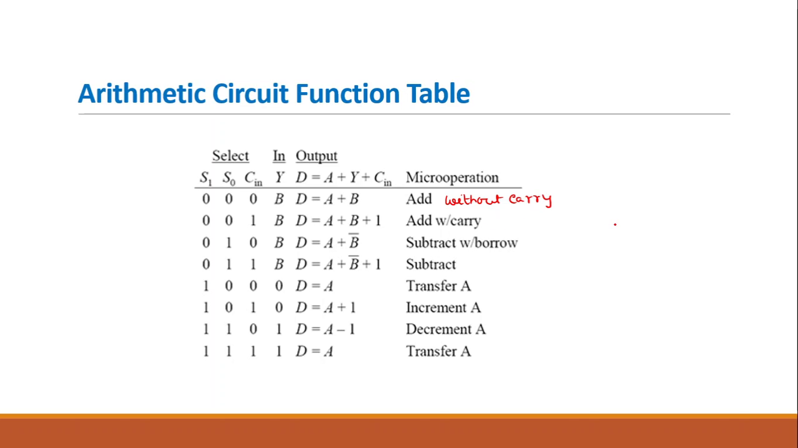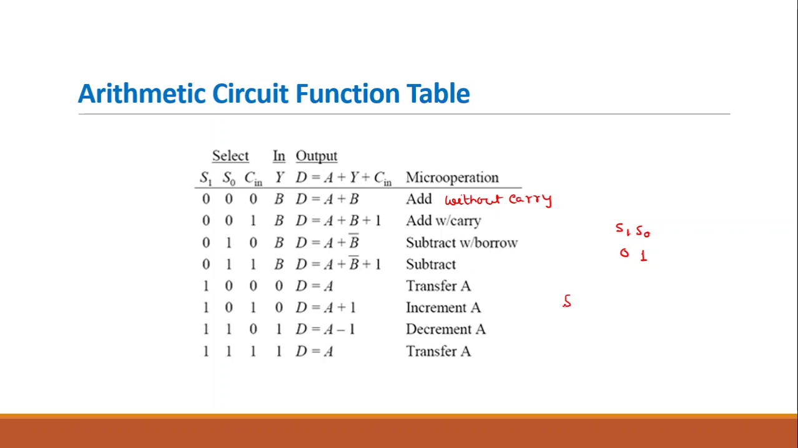When S1 and S0 are 0, 1, then the complement of B is applied to the Y input. If Cin is 0, that means subtract with borrow. And if Cin is 1, it is nothing but 2's complement addition. So it is the subtraction operation.